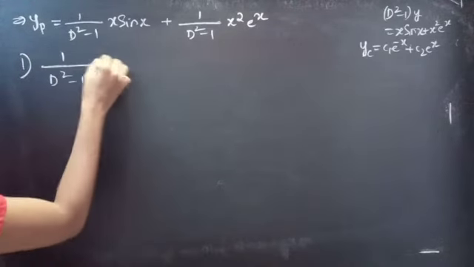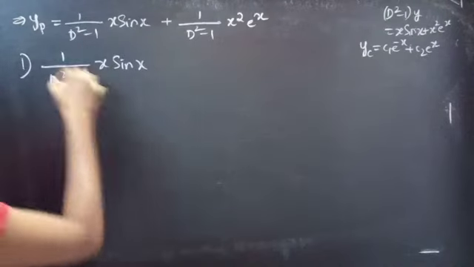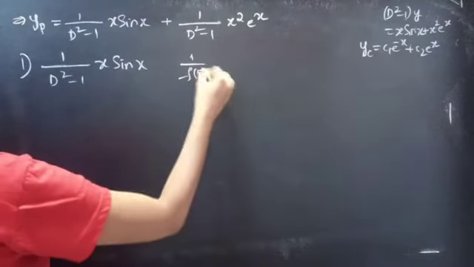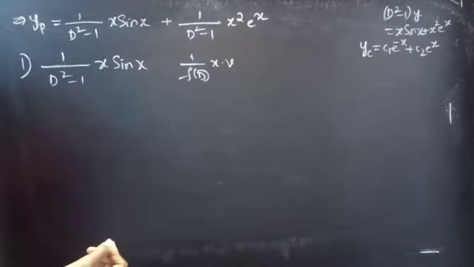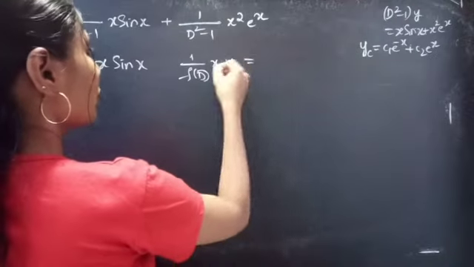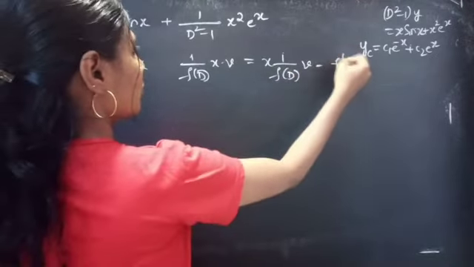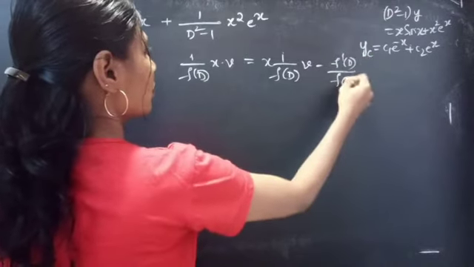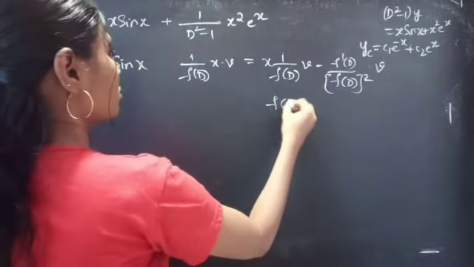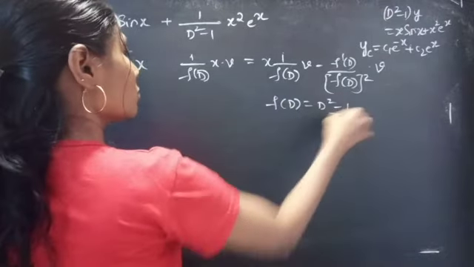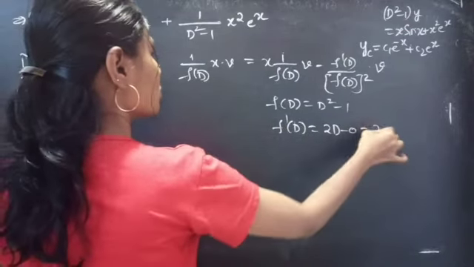1 by D square minus 1 into x sine x. I'm taking the first term. And we know that this is of 1 by f of D into x into v form. So now we are going to use the formula: 1 by f of D into x into v equals x into 1 by f of D into v minus f dash of D by f of D whole square into v. If f of D is D square minus 1, then f dash of D will be 2D minus 0, which is equal to 2D.